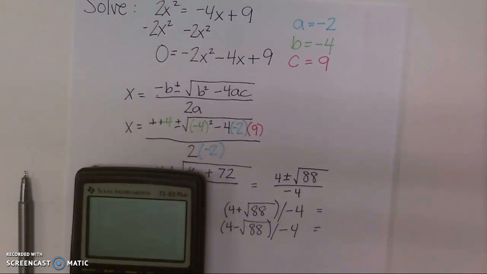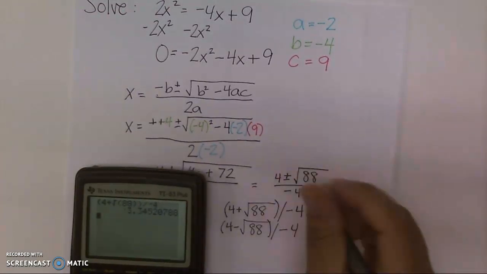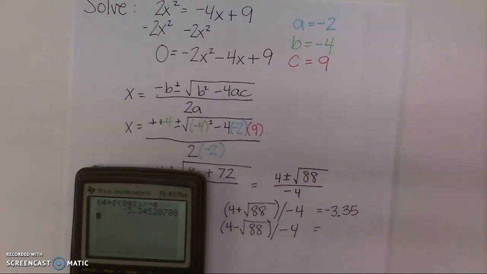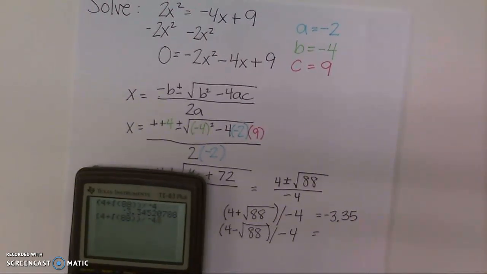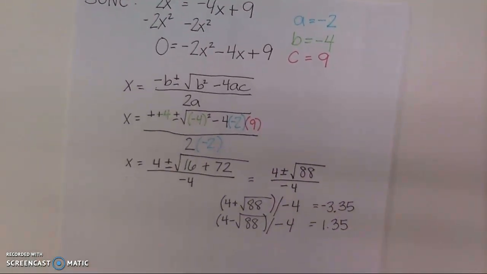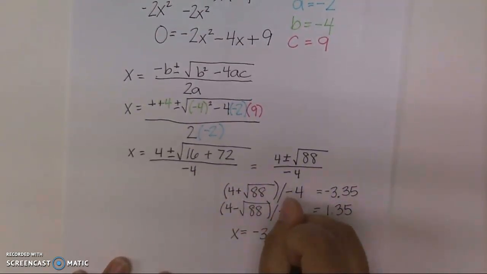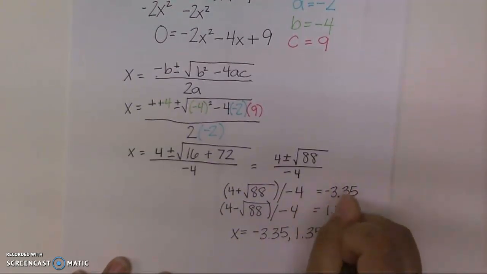So just like I said, I'm going to plug it in. So parentheses 4 plus the square root of 88, and that parentheses divided by negative 4. So I have negative 3.35. I'm going to do the same thing. I just did second enter to pull up the same line, and I'm going to change that plus to a minus, and I get 1.35. Okay? So my two solutions then, using the quadratic formula, are negative 3.35, comma 1.35.